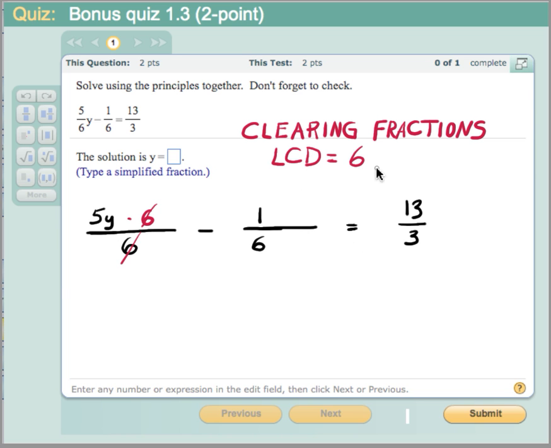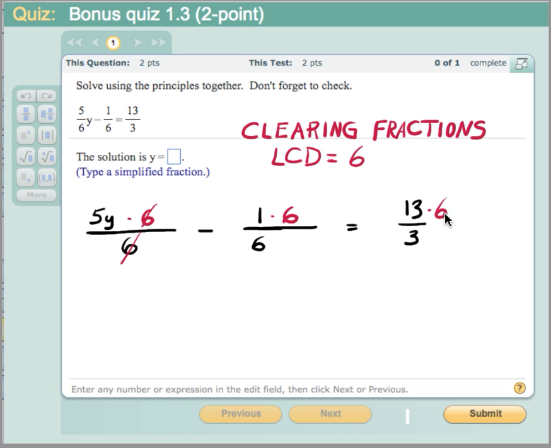Now, there may be more and more difficult problems where you're going to have to add factors up here. But for now, notice that I have an equation, so I need to multiply both sides by 6. That includes both terms here, and that includes the right-hand side. So I show that multiplication of 6.